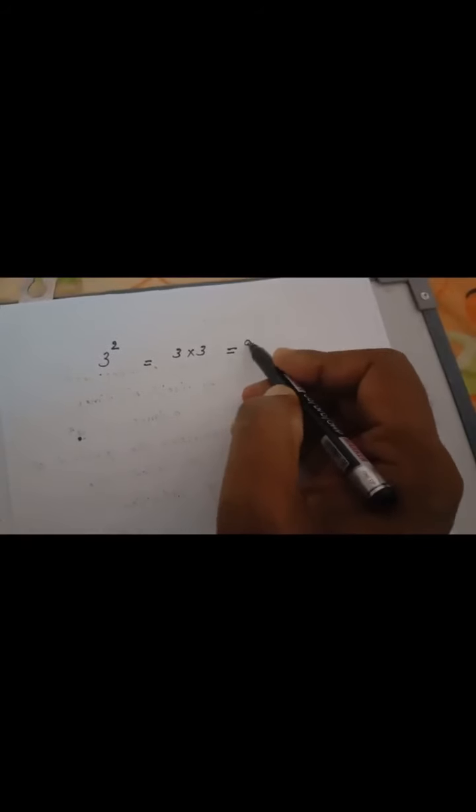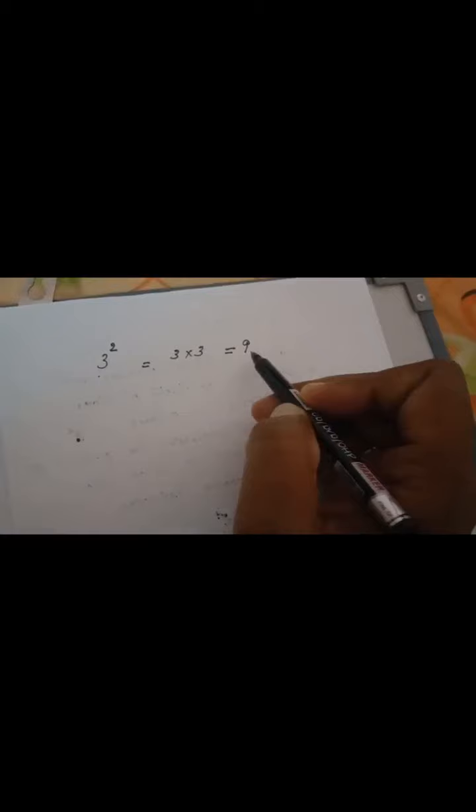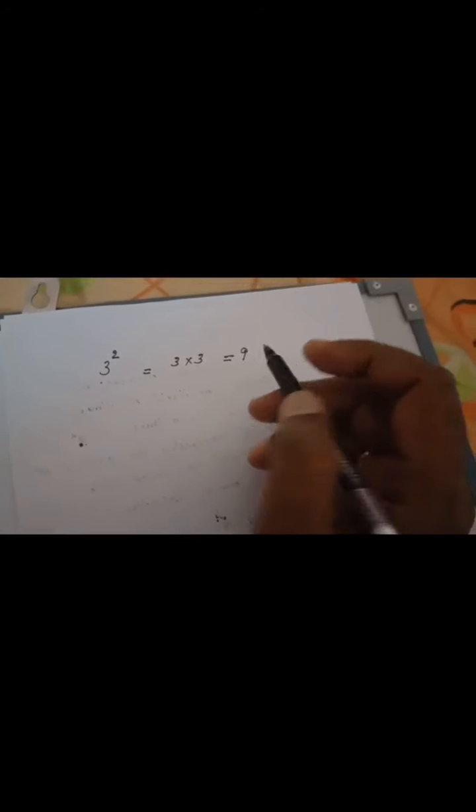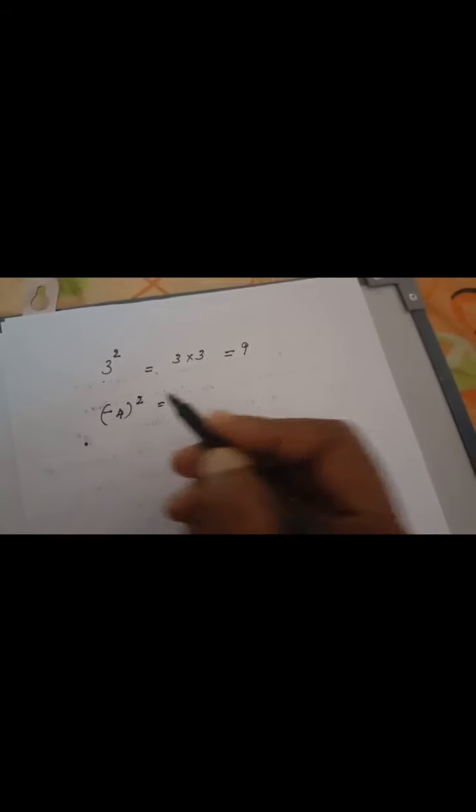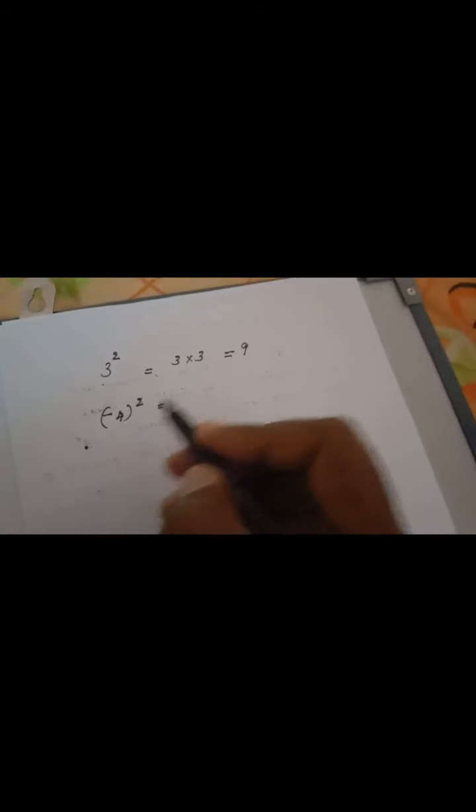So this can be written as 3 multiplied by 3. And what is 3 multiplied by 3? Answer is 9. So the value of 3 to the power 2 is equal to 9. Next, minus 4 the whole power 2.